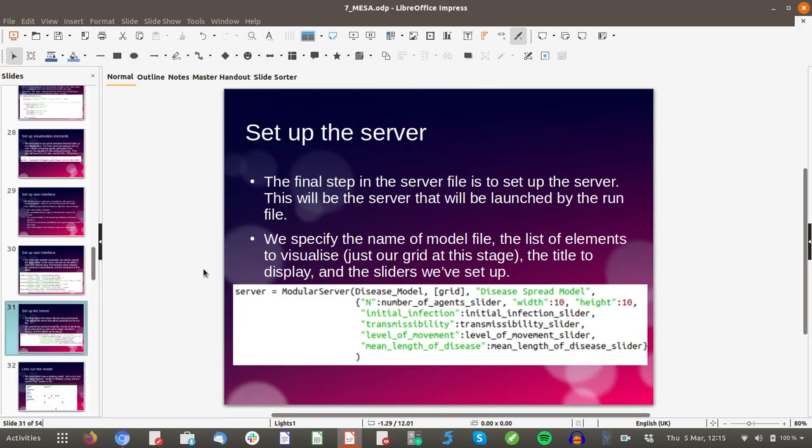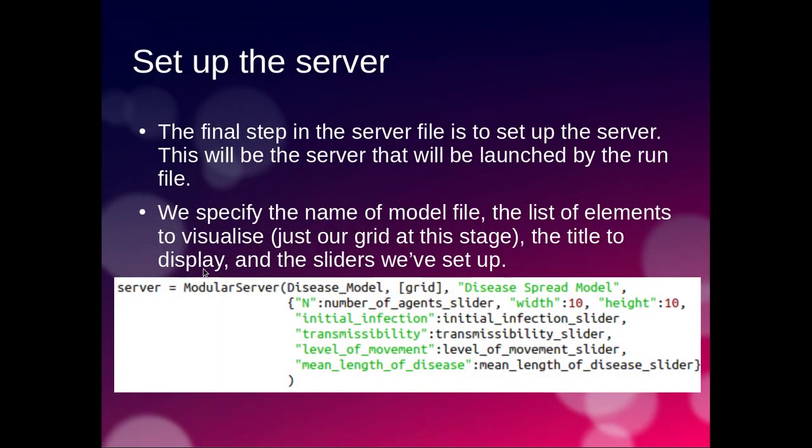So the final step in setting up a server file is to set up the server itself. So we specified all of the things that we need in order to set up the server: the portrayal, the way in which agents are going to be portrayed, what the grid's going to look like, and the sliders, the user settable parameters, in this case 5 sliders that we want. That's all going to make up our nice little interface. So now we just need to set up the server in that way.